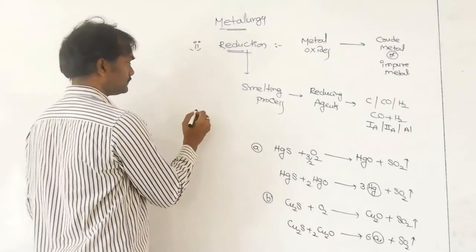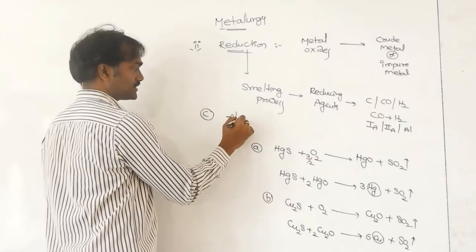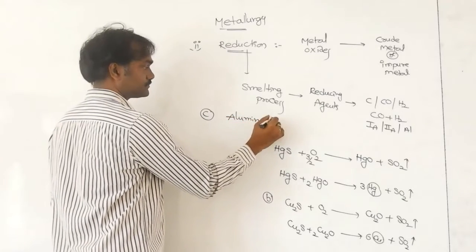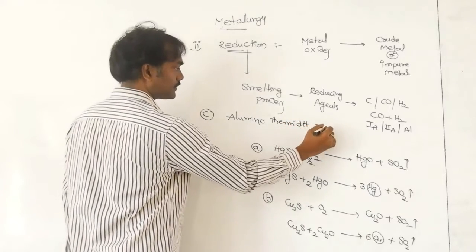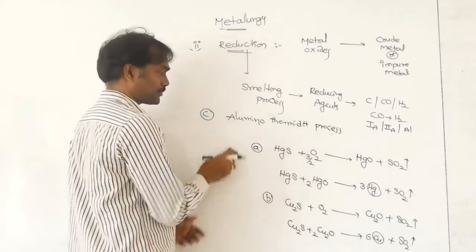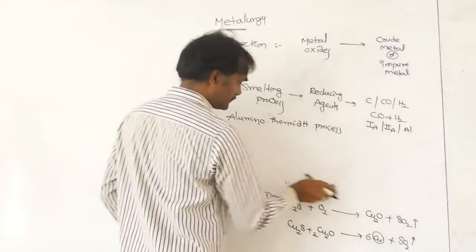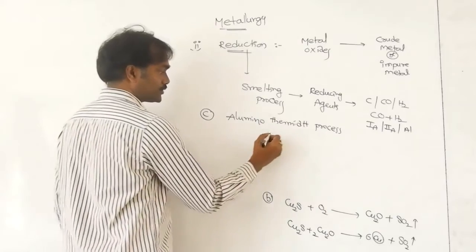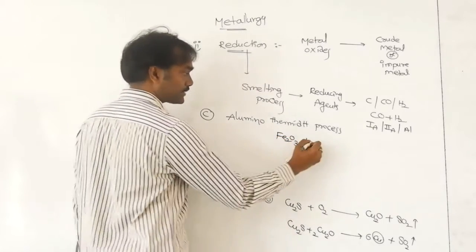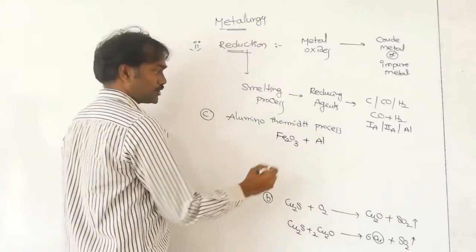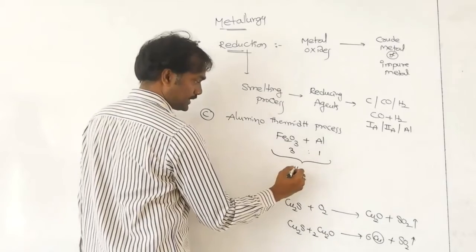Next, third, that is the aluminothermic process. The aluminothermic process is there. Fe2O3 reacted with aluminium. This is a 3:1 ratio. This is called thermit.